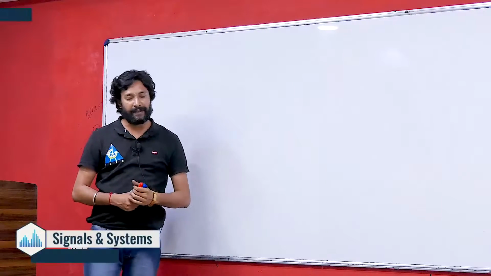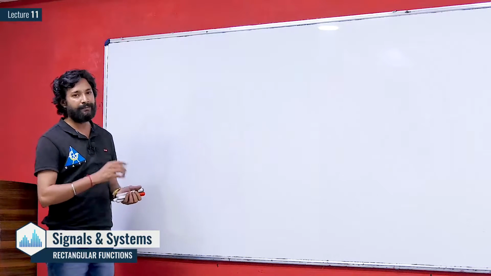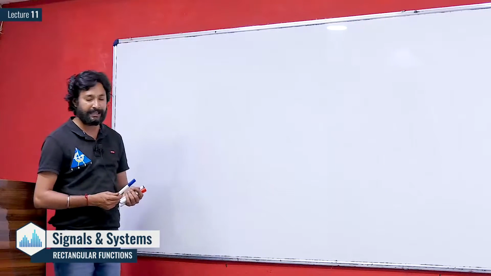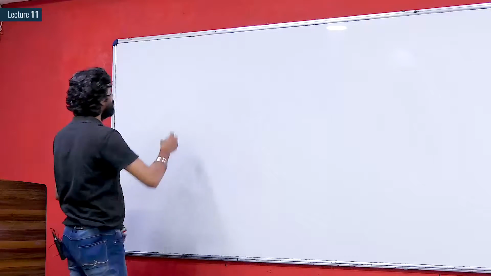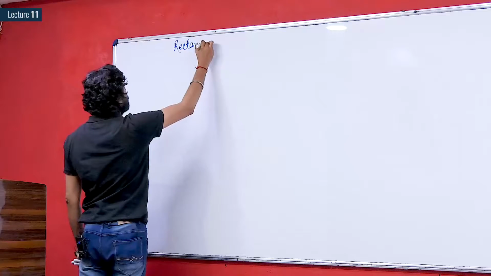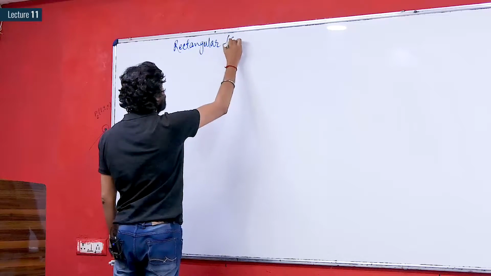Hello, we have seen the step function in the case of continuous and discrete time, then we have seen the signum function, and we have completed real exponential signals in the case of continuous and discrete time. So now we are going to take one more important signal, that is your rectangular function. It is a very important function, and you also call it a gate function.